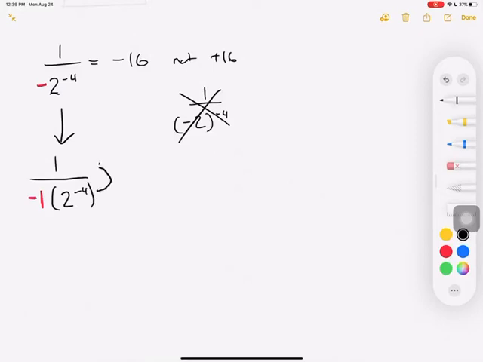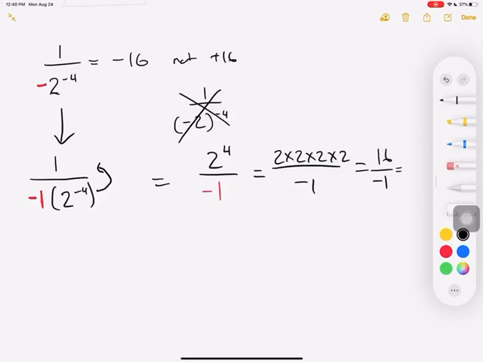So this is going to go up in order to change the exponent. That's going to become 2 to the power of 4, and on the bottom, I still have that negative sign from the beginning, that negative 1. Now if you evaluate 2 to the power of 4, that's 2 times 2 times 2 times 2, divided by negative 1. So it's going to be 16 divided by negative 1, and that is why the result is negative 16 in this case.